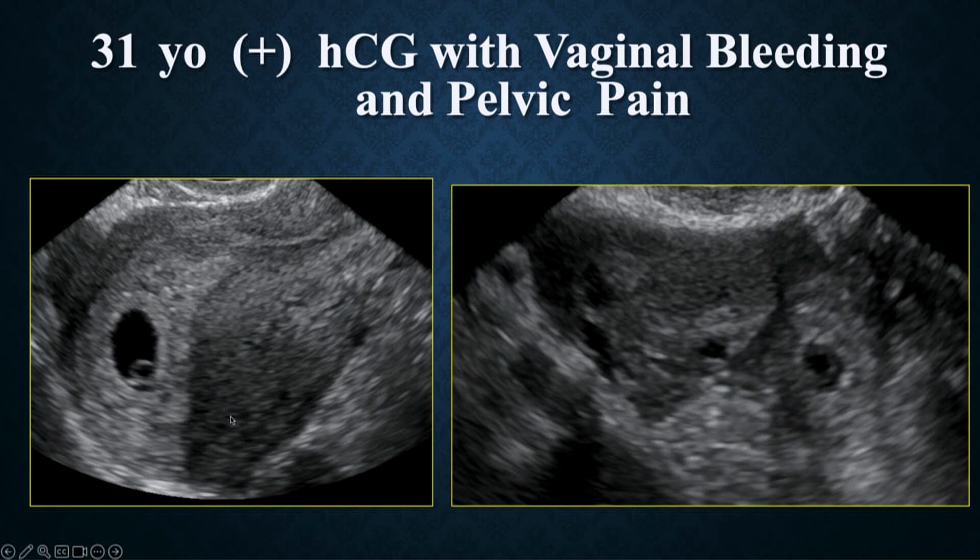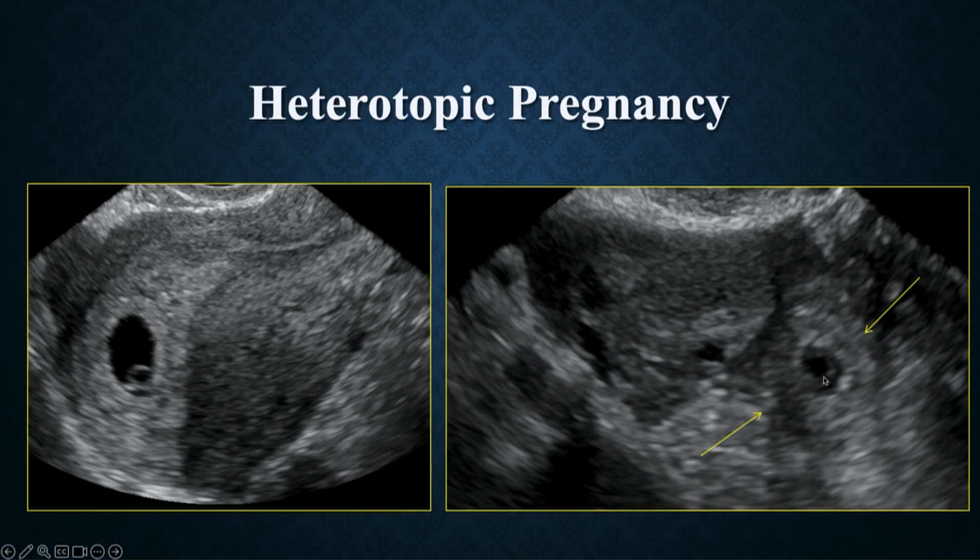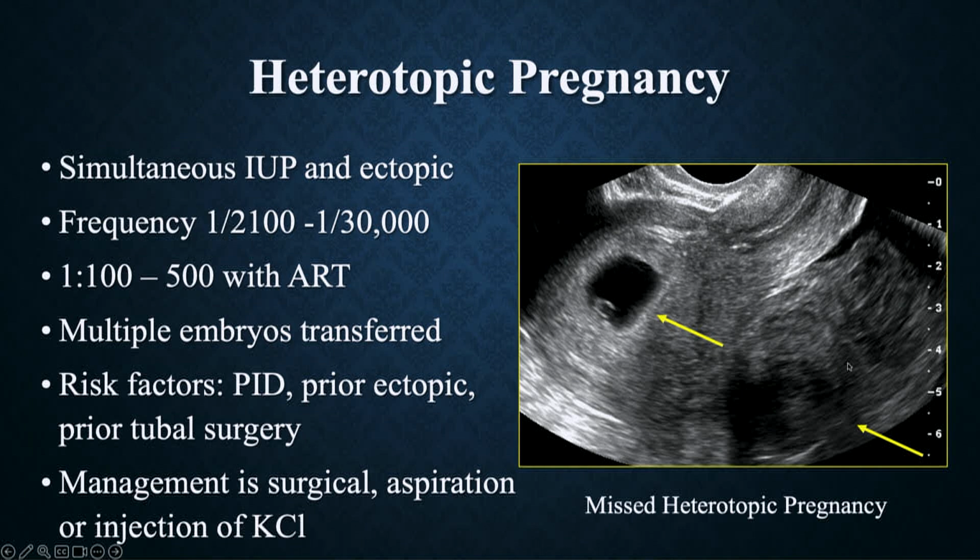I don't see a subchorionic hematoma. But what I do see is an additional sac out in the adnexa. So this is a heterotopic pregnancy. So again, these can occur, but not very common. It really depends if they've had in vitro fertilization or some other assisted reproductive treatment. That really does increase the risk from 1 in 30,000 to about 1 in 500 or less.